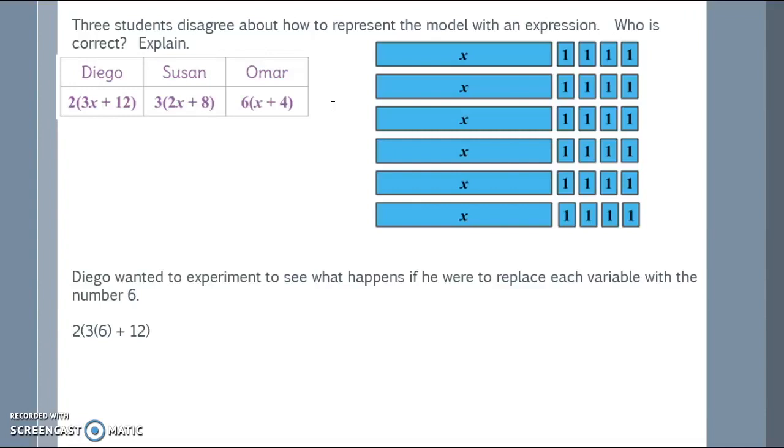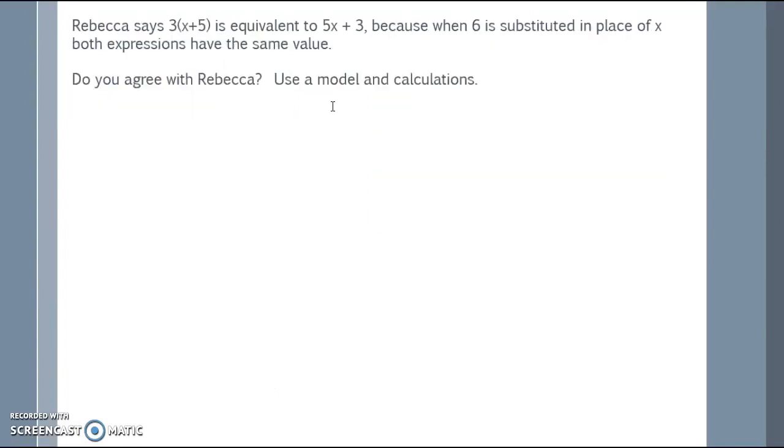So he took 2 times the quantity 3 times 6 plus 12, which is 2 times the quantity of 18 plus 12, which is 2 times 30, which is 60. Let's try that method with Susan, replacing x with 6. So 2 times 6, which is 12, and 12 plus 8 is 20, times 3 is 60. And 6 plus 4 is 10, times 6 is also 60. So we can say that they're also equivalent because they give the same number.